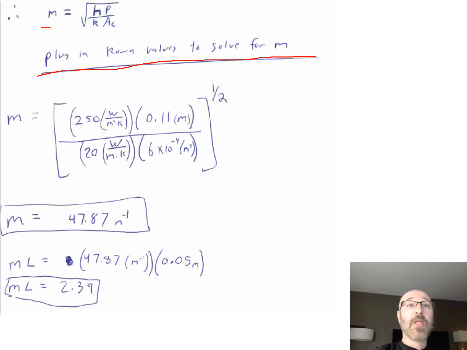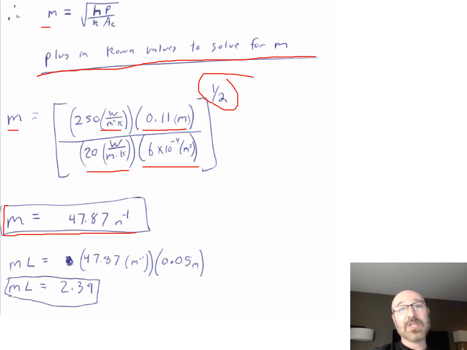So with this here, we can do that. m is equal to, well, we can plug in our known values right there. We have our h value of 250 watts per meter squared times Kelvin. I have my units included there. I have my P value right here of 0.11 meters. Then I have on the bottom here my k value of 20 watts per meter times Kelvin. And I have my A sub C in this here of 6 times 10 to the negative 4th meters squared, all to the 1/2 power there. You can plug and chug, do that by hand, calculator, Excel, MATLAB, your choice. m is equal to 47.87 m to the negative 1 right there.